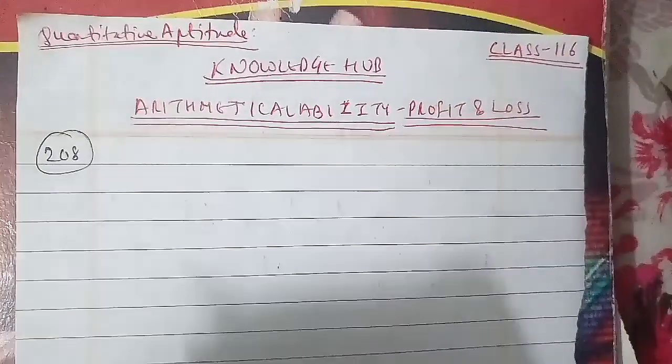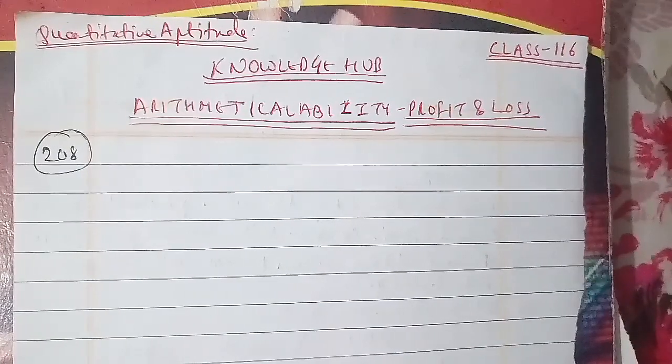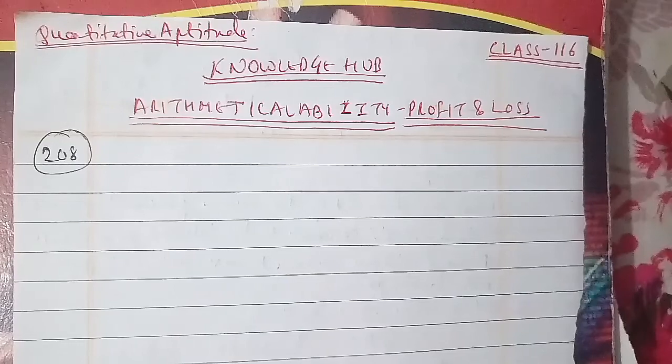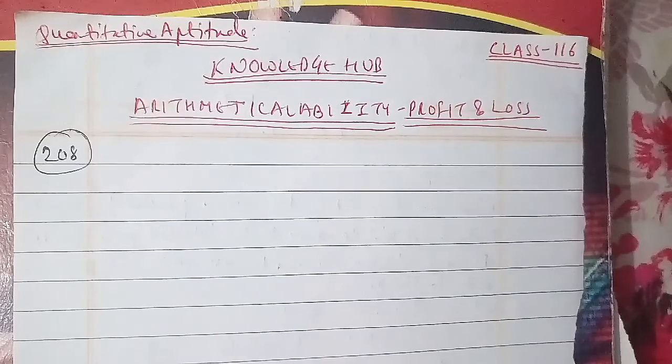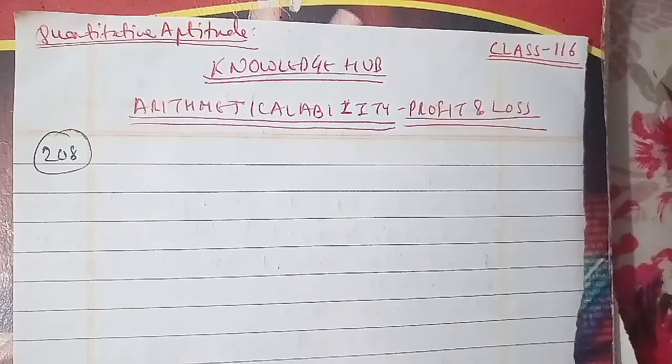The 208th question of the sessions. The question we have here is, what was the cost price of the watch? The statements are: the first, the shopkeeper labeled the price of the watch 20% above the cost price. The second statement is, after allowing a discount of 15% on the labeled price, the shopkeeper charged rupees 408 for the watch.